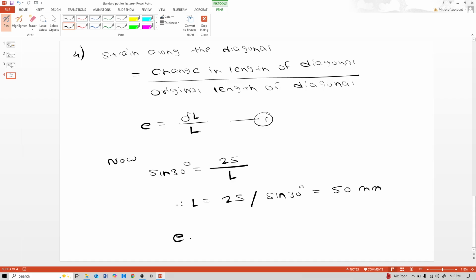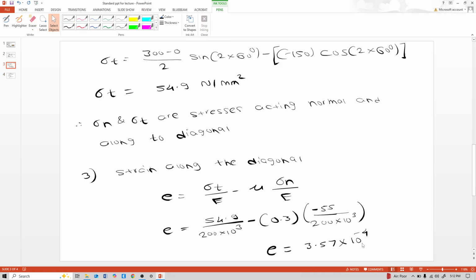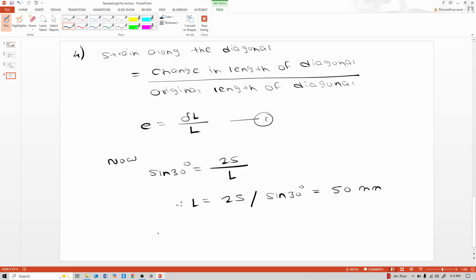Now equation 1 becomes epsilon is equal to delta L upon L. Epsilon is 3.57 into 10 raised to minus 4, delta L is as it is, and L is 50 mm. So delta L is equal to 3.57 into 10 raised to minus 4 multiplied by 50. It is 0.01785 mm. This is the change in length of this diagonal.